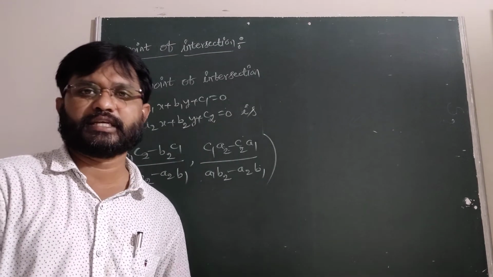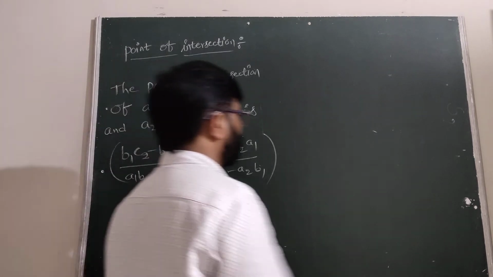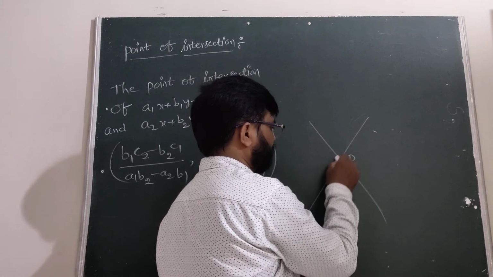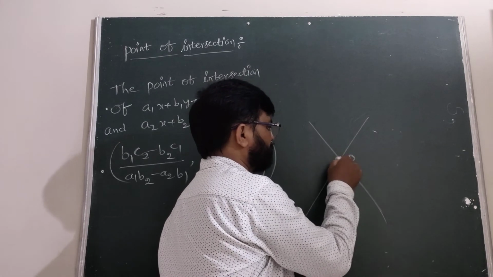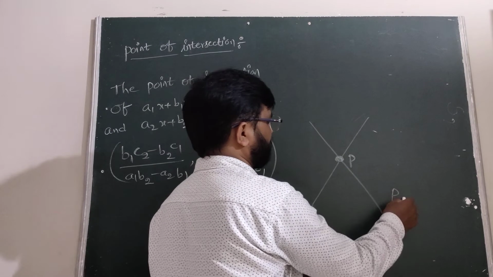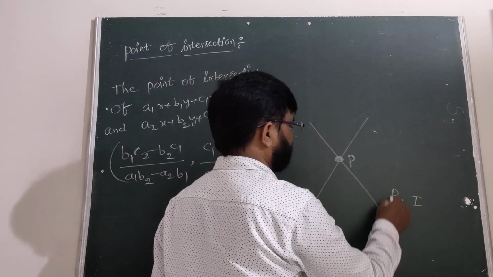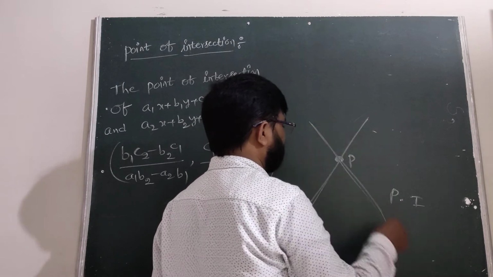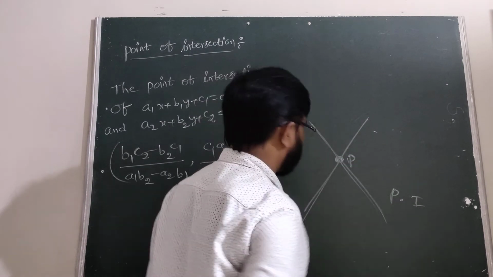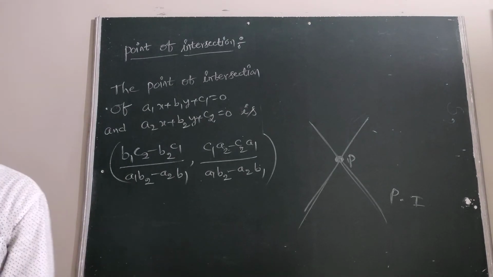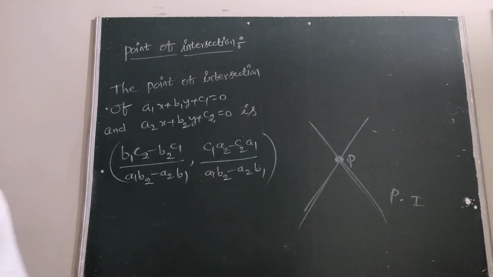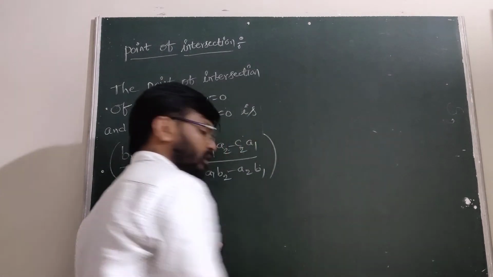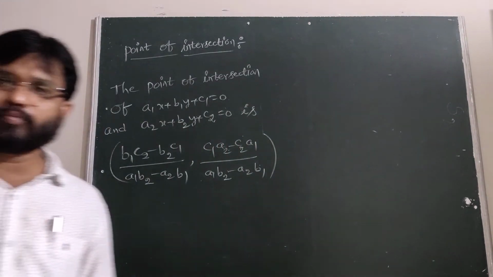The point of intersection: when two lines intersect, this point P is called the point of intersection. Is it clear? So suppose the first line and second line intersect at P, then P is called the point of intersection. How to find the point P?